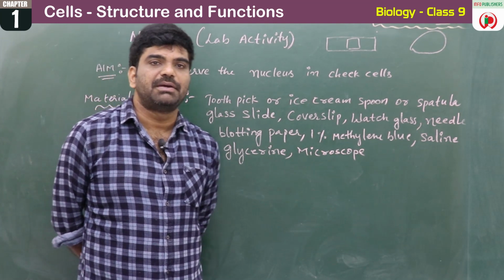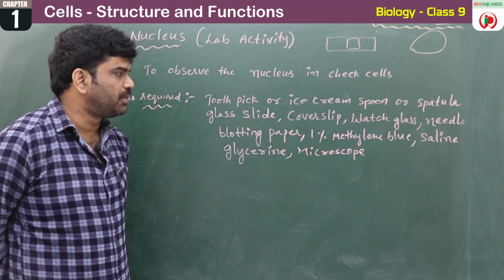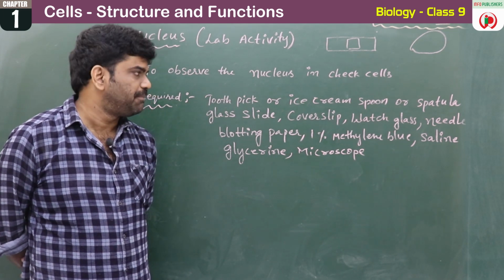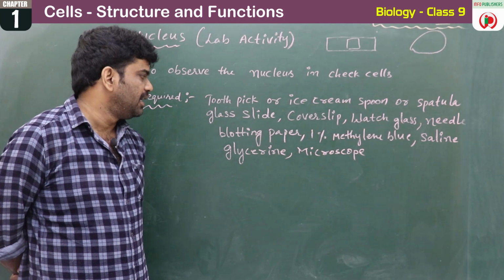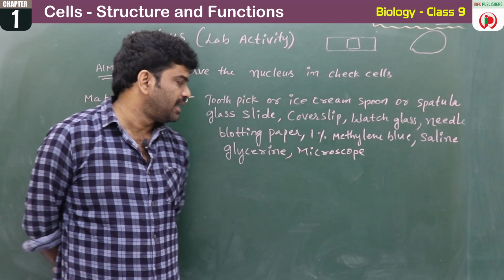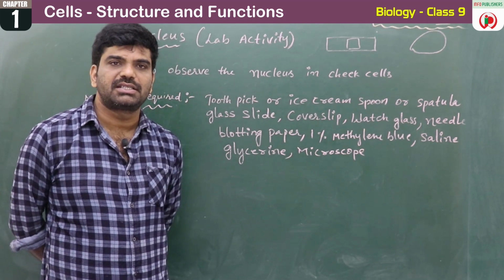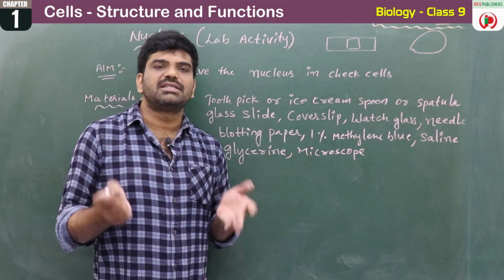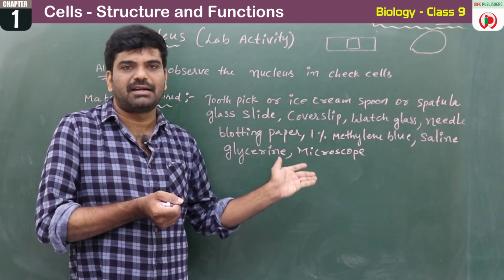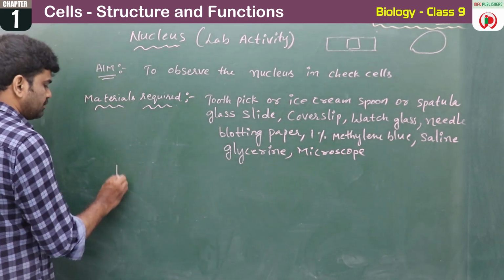Right? Once again, I repeat the materials that are required here. Toothpick or ice cream spoon, or spatula, glass slide, cover slip, watch glass, needle, blotting paper, 1% methylene blue dye, saline, glycerin, and a microscope. Now let's go for the third step, that is procedure. Procedure is nothing but what is the process you are going to do with all these apparatus or this material. Let's go for that.